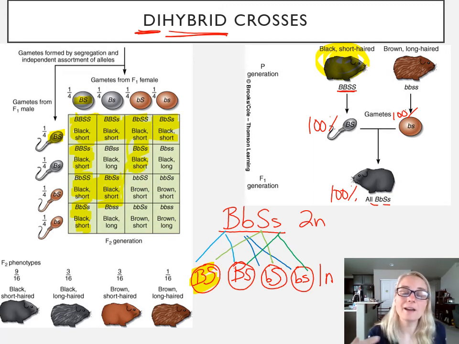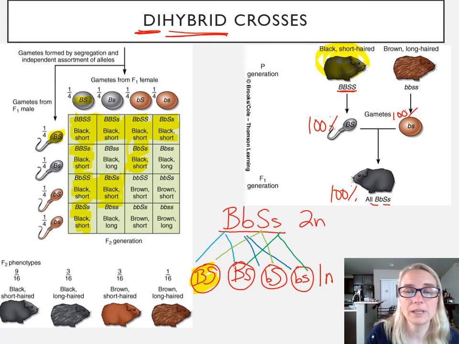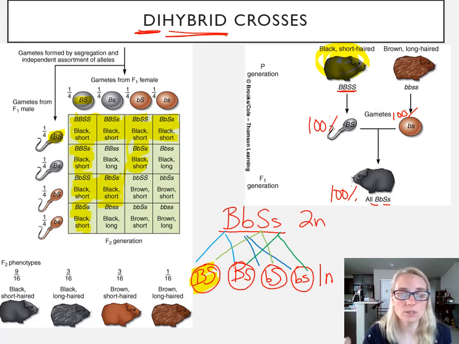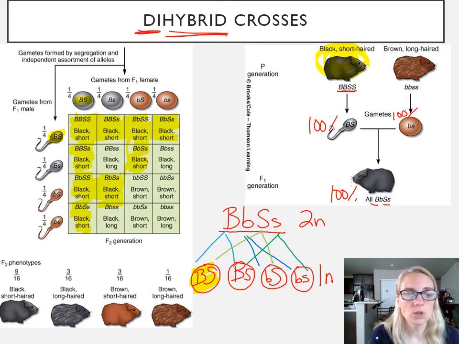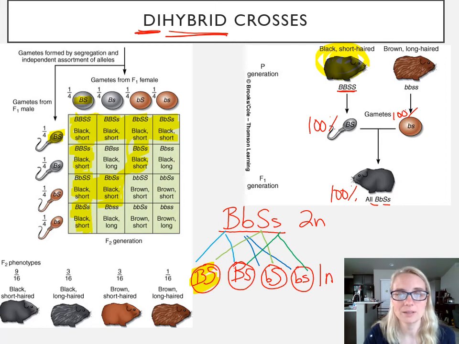And if you'll notice, they have various combinations of those alleles. But the thing that you should see is every single one of those has at least one capital allele, the dominant allele, in one of those two positions. So each one of them has a capital B somewhere, and each one of those has a capital S somewhere. They might be heterozygous, like the F1 generation, or they might be some combination of homozygous dominant and heterozygous in either the B or the S.